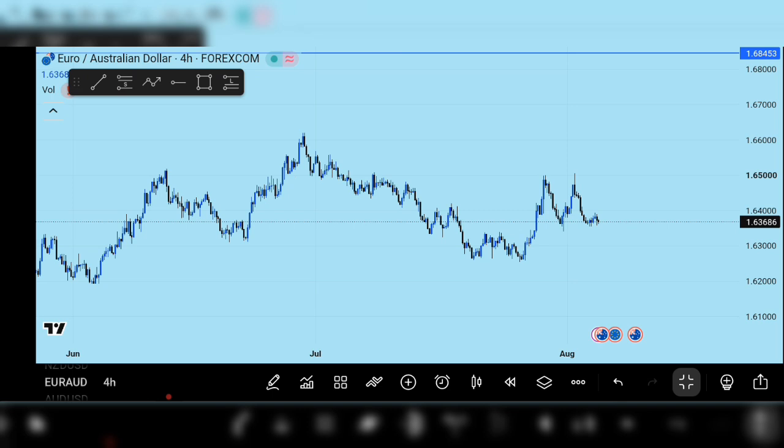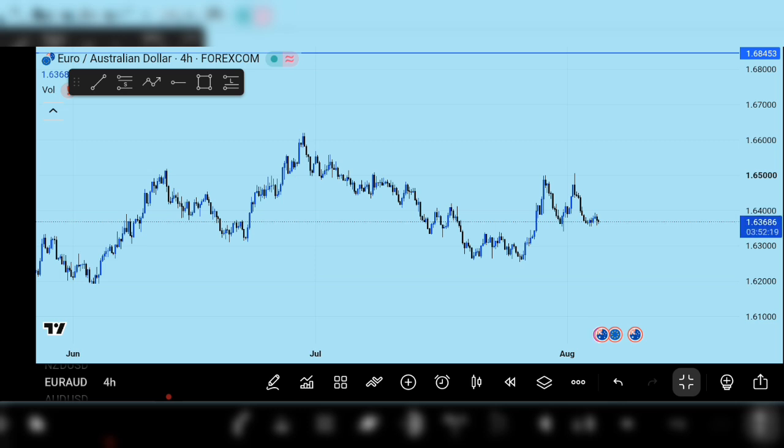In today's teaching, we'll be talking about directional bias. Directional bias is the first step a trader needs to know. If you can predict the direction of the market, you are 90% good to go.